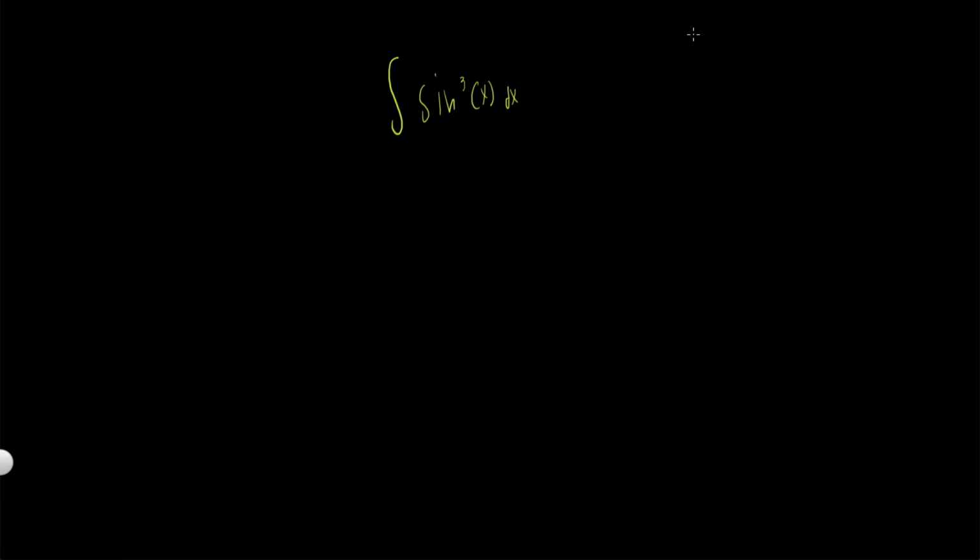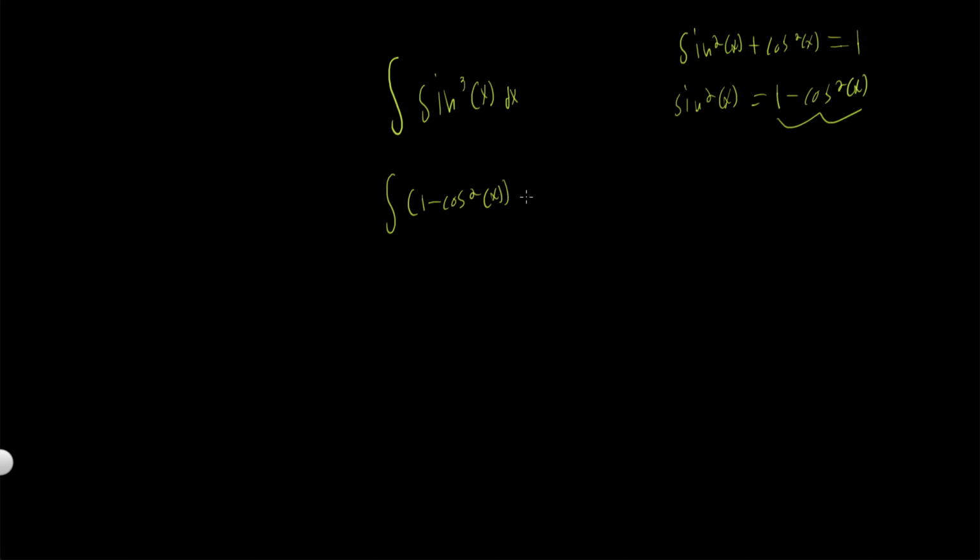The trig identity we have to use in this case is sine squared of x plus cosine squared of x. We know that this is equal to 1, right? So we can solve for sine squared of x. So sine squared of x is equal to 1 minus cosine squared of x. And we can substitute this for sine squared of x. So we can rewrite this integral as the integral of 1 minus cosine squared of x, times sine of x. Remember, that's sine squared of x times sine of x.